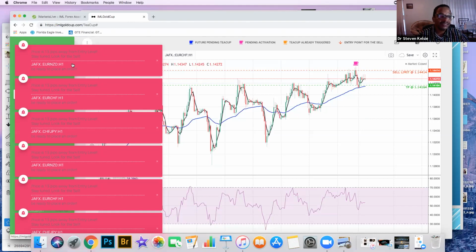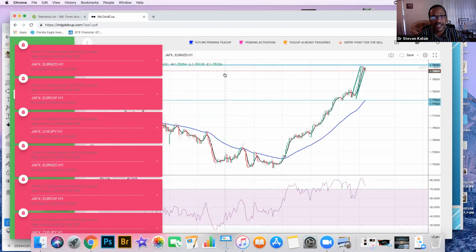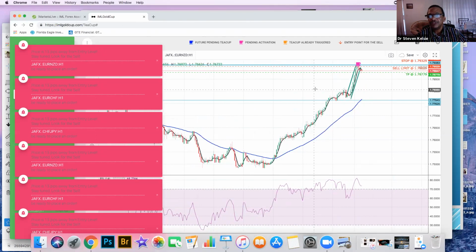But let's look at this. Now to use it, when the alarm goes off, click on it and it should change your screen to that chart. We're back at Euro NZD. You see it's marked up. It's already overbought.